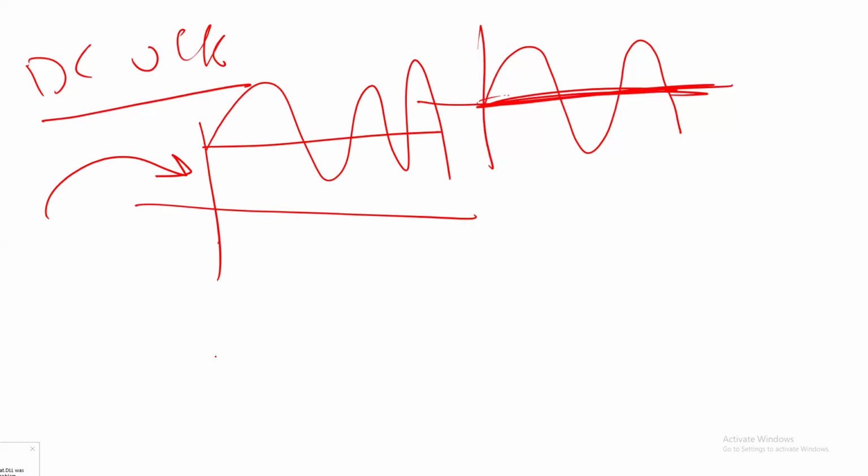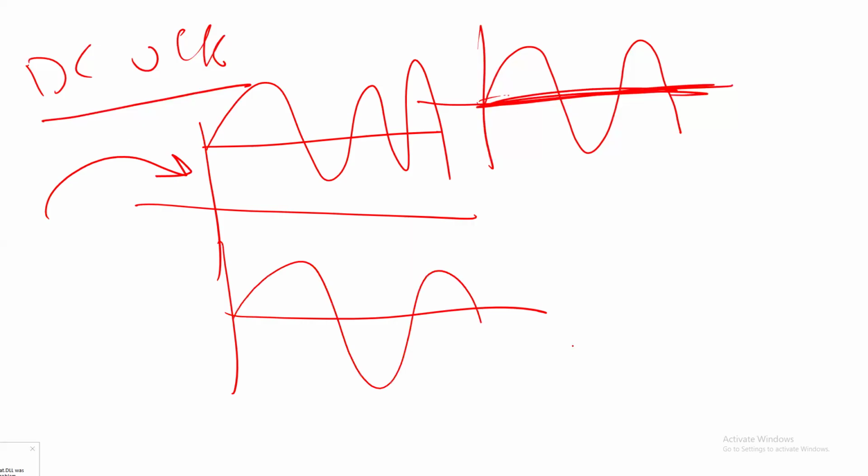Or it can be negative. So you can put something negative and you can shift it up or down by adding a DC component. Okay, so this is another thing.